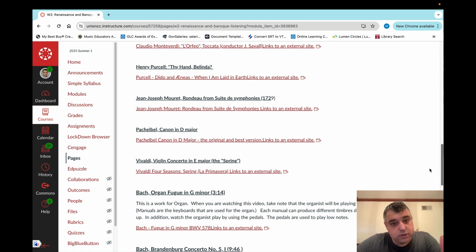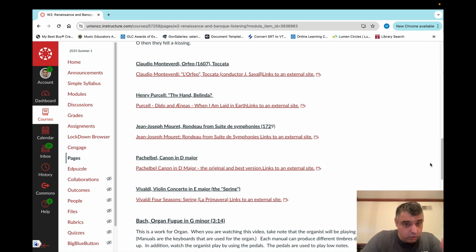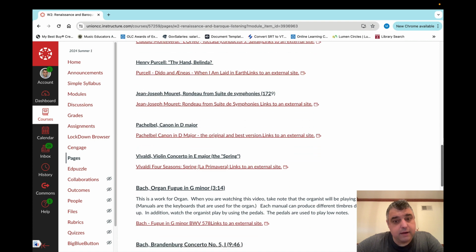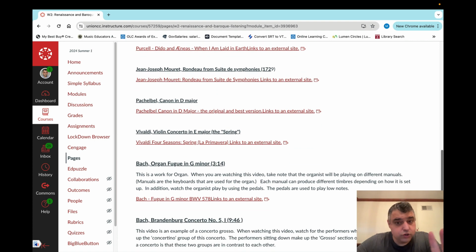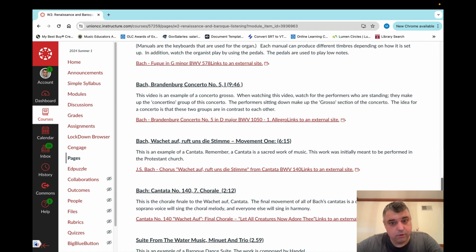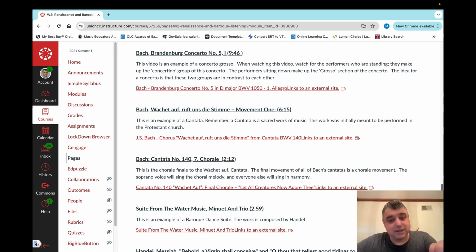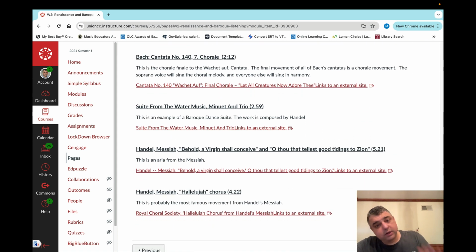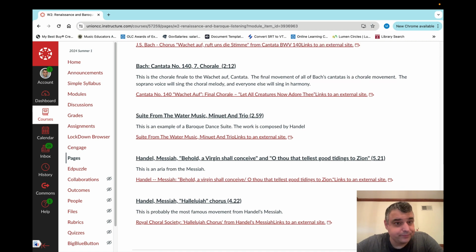And then, of course, going into the Baroque period, we'll have Moreau's Rondo Suite from Symphonies, the Toccata from Monteverdi, and continuing with Vivaldi's Violin Concerto. That's a piece you really want to know. It's probably one of the important solo violin concertos coming out of the Baroque period. And then, of course, the works by Bach: the Fugue in G minor, the Brandenburg Concerto, and the Bach Cantata. Continuing, you want to listen to the music of Handel as well.